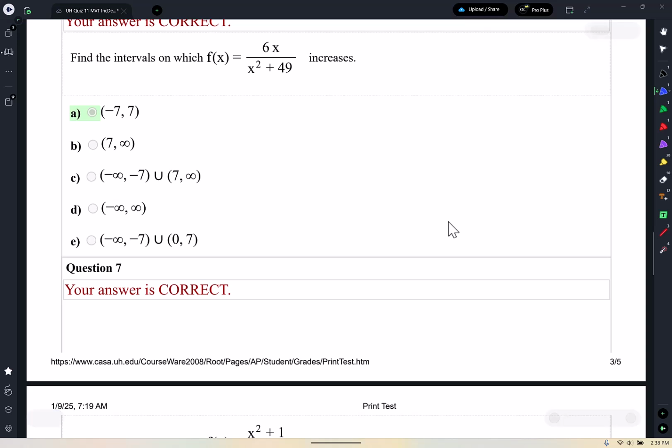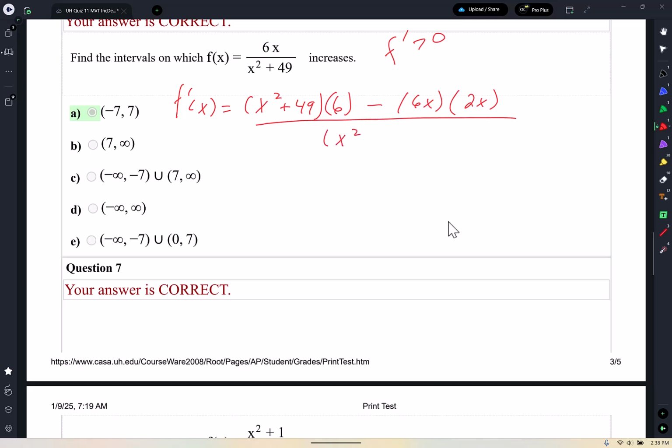Find intervals on which f of x is increasing. Okay, well, there are no vertical asymptotes on this one, so we don't have to worry about that. Increasing whenever f prime is positive. So put that as a side note. I'm looking where the derivative is positive. I'm going to have to do quotient rule. f prime of x: bottom, x squared plus 49, times the derivative of the top, 6, minus top, 6x, times the derivative of the bottom, 2x, all over bottom squared.